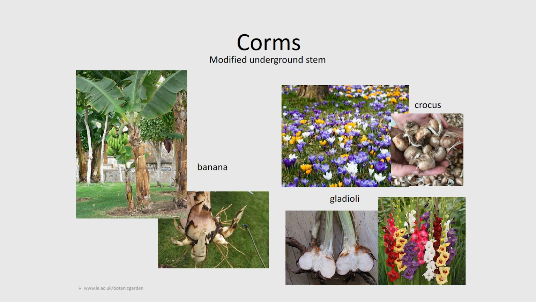Corms look like bulbs, but they are just fat and swollen underground stem without any leaves. However, it can be confusing, as shops sometimes call these bulbs when selling them. Banana, crocus and gladioli, all pictured, have corms.